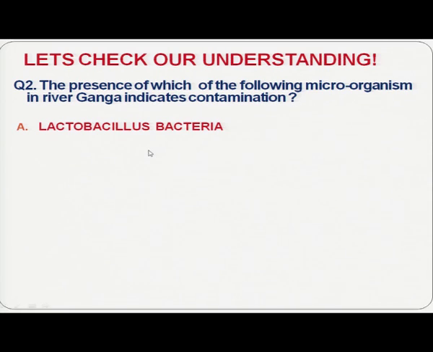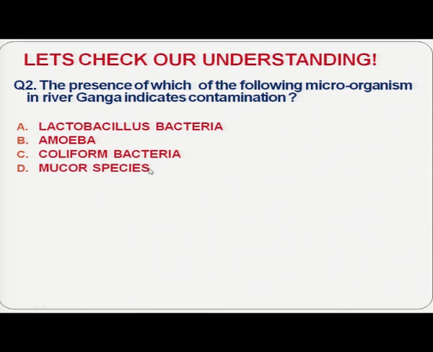A. Lactobacillus bacteria, B. amoeba, C. coliform bacteria and D. mucor species. What will be the correct answer? We know that certain microorganisms act like indicators, pollution indicators. If they are present more in number, then it indicates contamination.